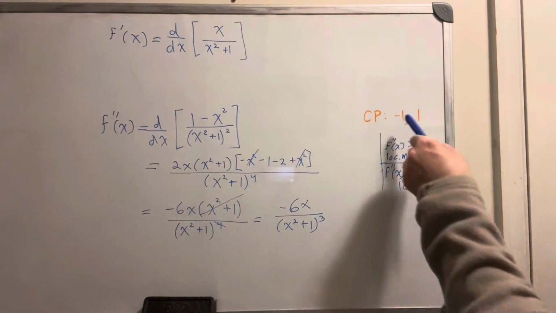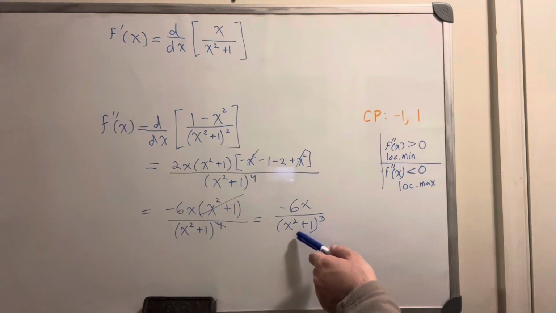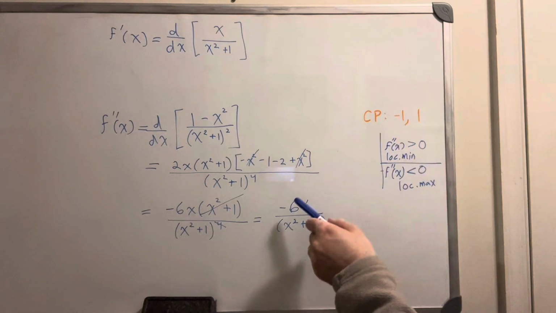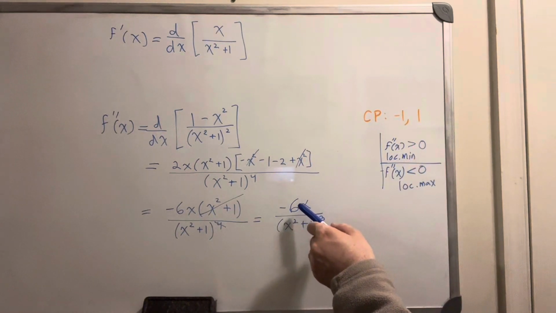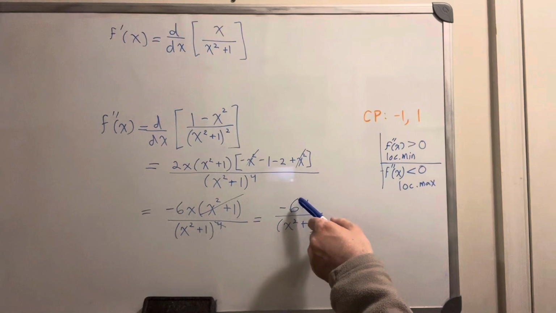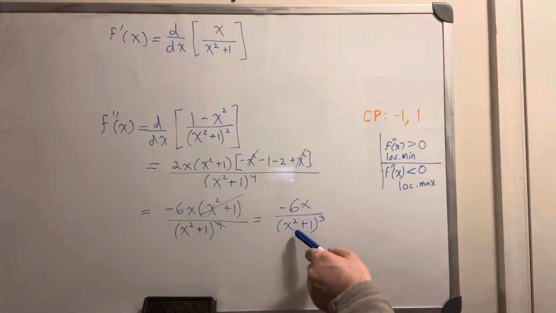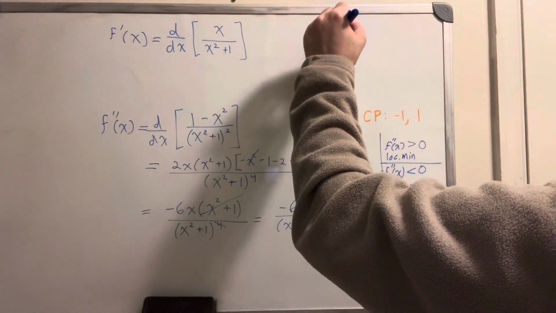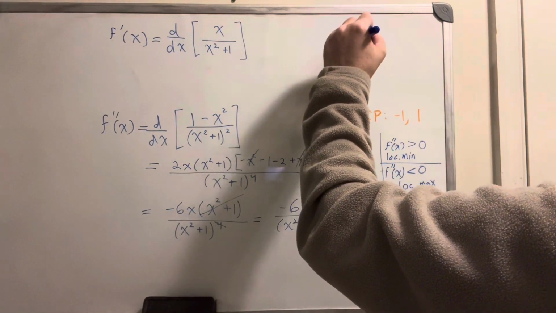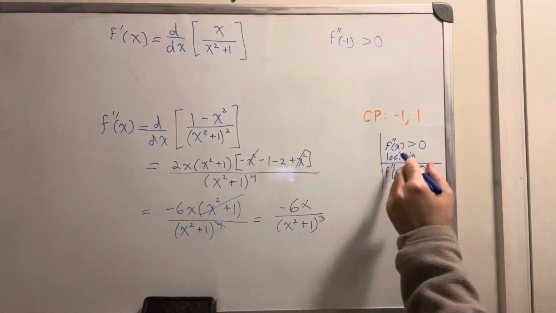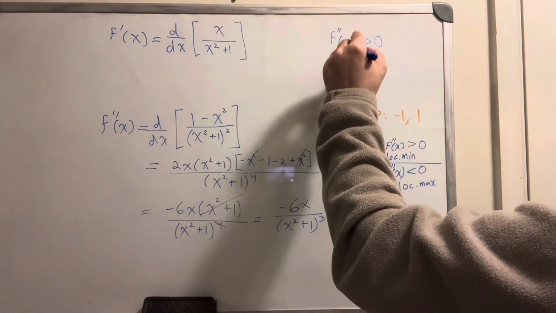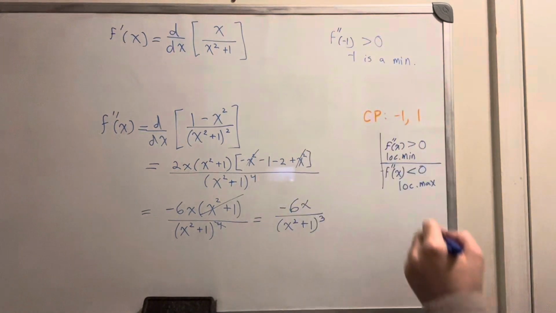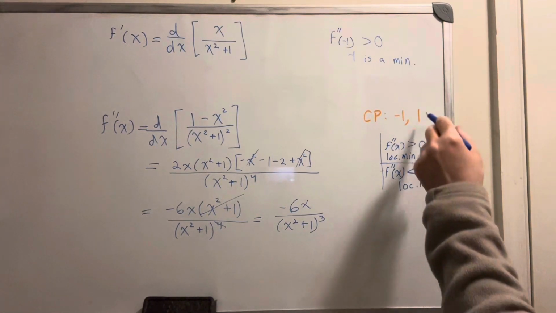Now, if you plug in a negative 1 into this function, the denominator is always going to be positive. But negative 6 times negative 1 is a positive 6. Positive 6 divided by a positive value is going to be positive. So we've got f double prime of negative 1 is greater than 0. That means negative 1 is a minimum.